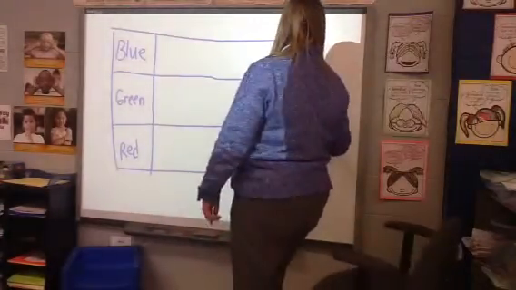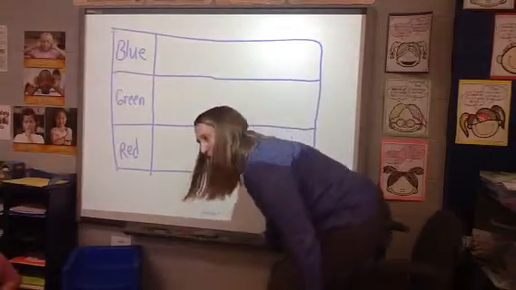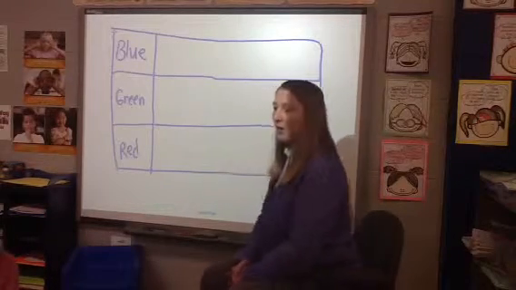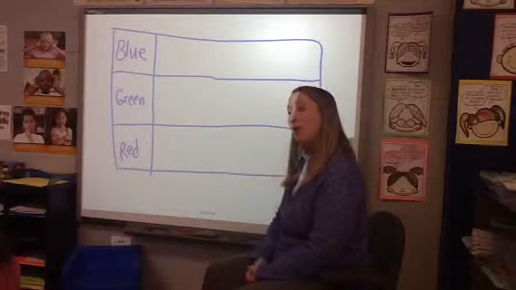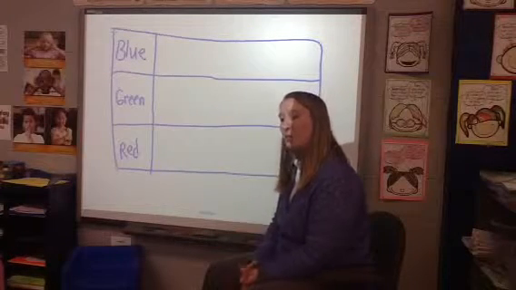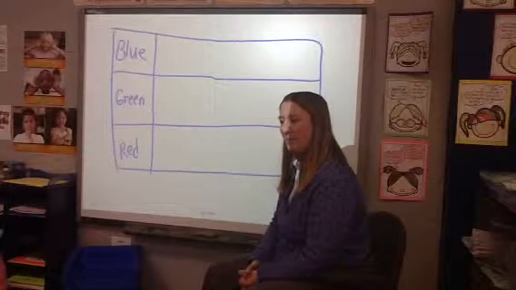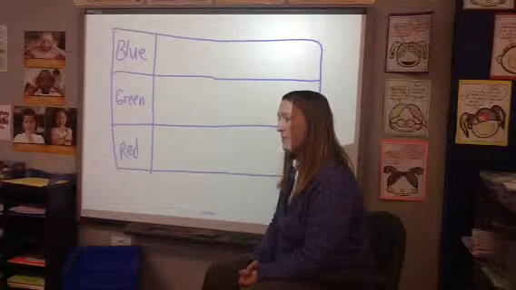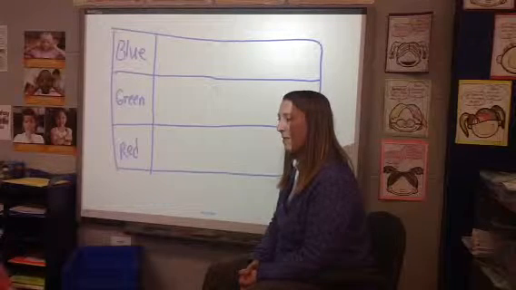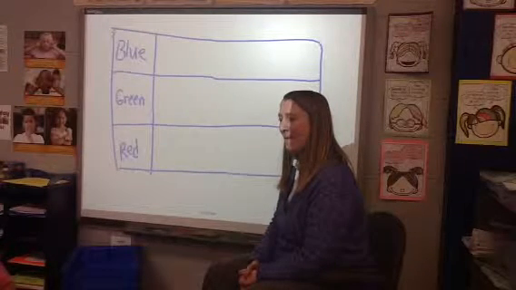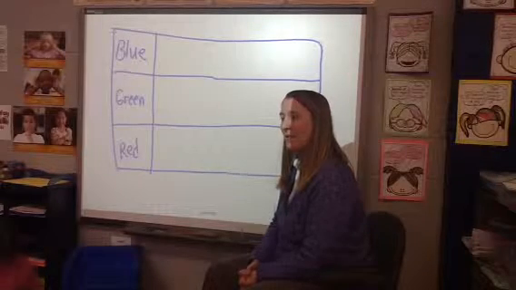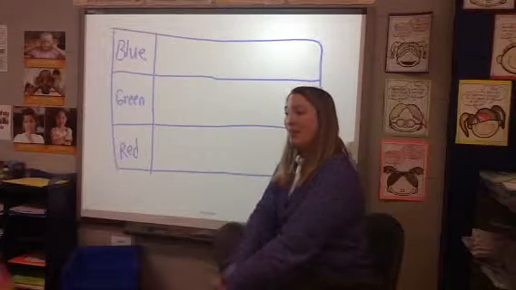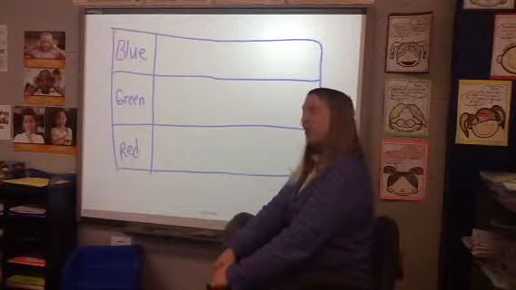Turn and talk to your partner. What's a good way to show how many thought blue was their favorite color, how many green, and how many red in an organized way? Go ahead and talk. Turn and talk. All over the place. Anybody have an idea? Going across in the box. You got an idea? Jackson, you have an idea?